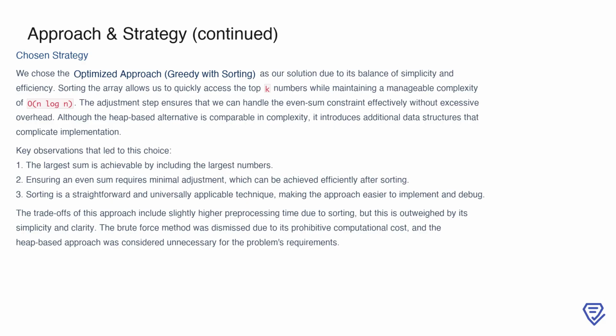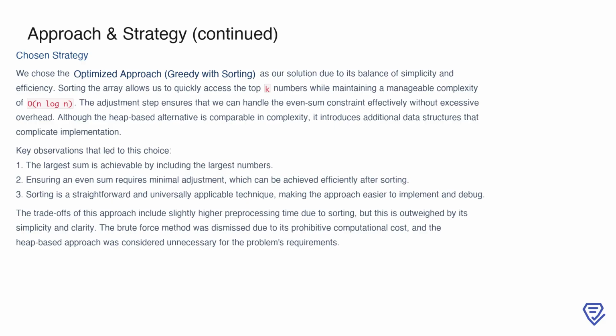First, the largest sum can only be achieved by including the largest numbers in the array. Second, ensuring an even sum requires minimal adjustment, which can be handled effectively after sorting. And third, sorting is a universally applicable technique that simplifies the implementation. While the heap-based approach offers comparable complexity, it adds unnecessary complication with additional data structures. The brute force method was ruled out due to its prohibitively high computational cost, making it impractical for larger inputs.